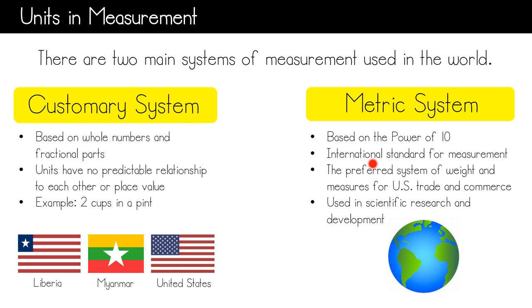This is also the international standard for measurement. This is used all around the world. The metric system is used all around the world except for in these 3 countries. Now, it's the preferred system of weight and measurement for U.S. trade and commerce, and is used in scientific research and development. So, even though the metric system is not the primary measurement system used in the United States, the U.S. does use it for scientific reasoning and for commerce and trade.